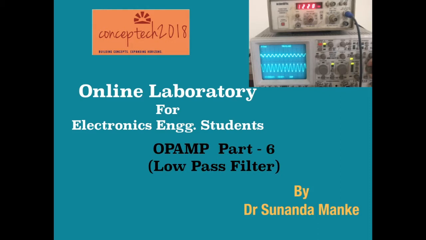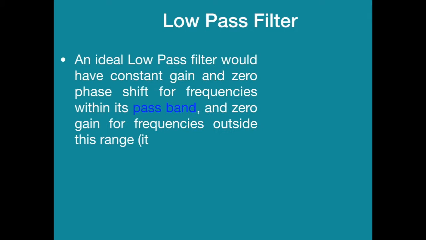This is part 6, and in this part we'll be discussing low pass filter circuit using op-amp. Now what is a low pass filter? An ideal low pass filter has a constant gain and zero phase shift for frequencies within its passband, and zero gain for frequencies outside this range.